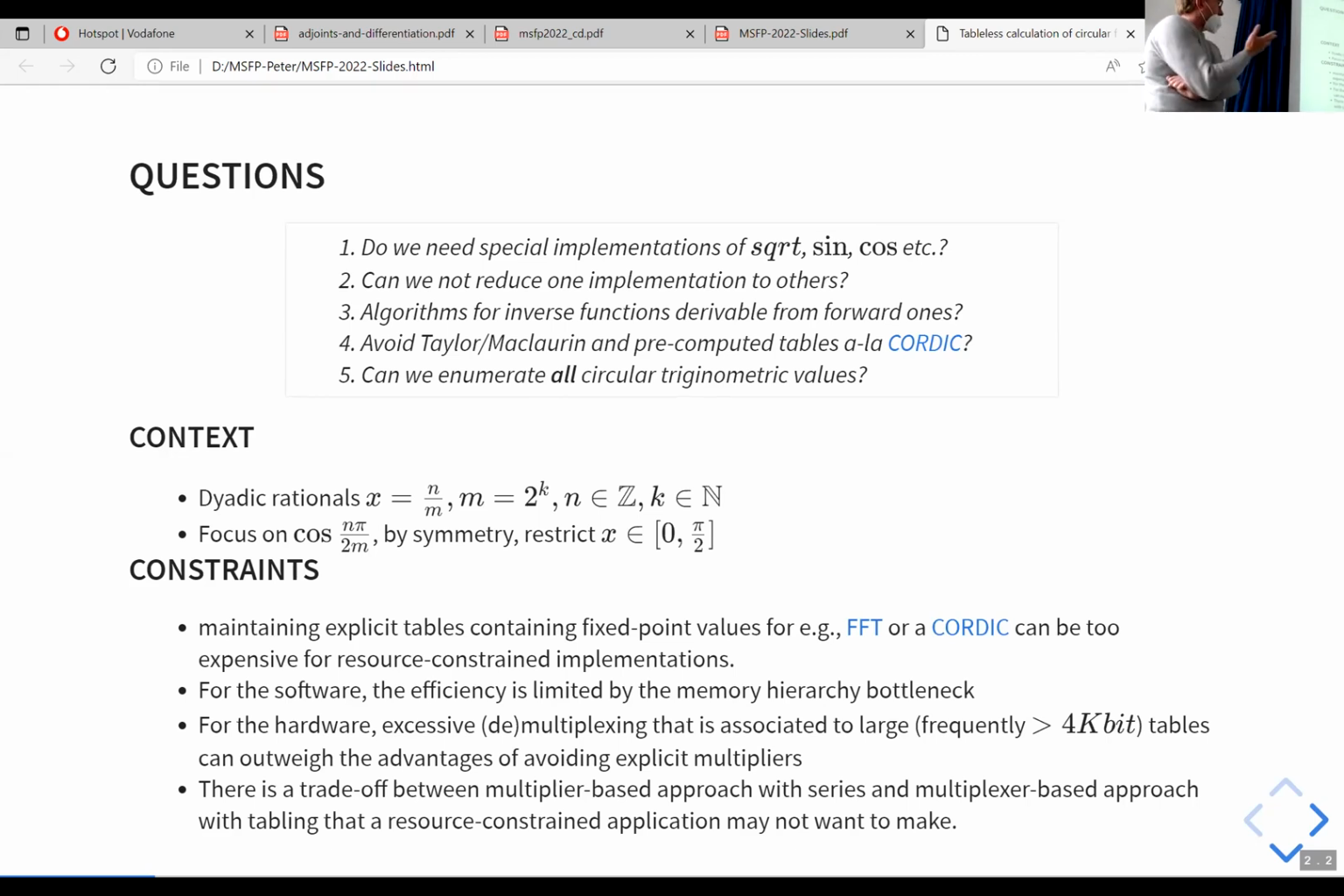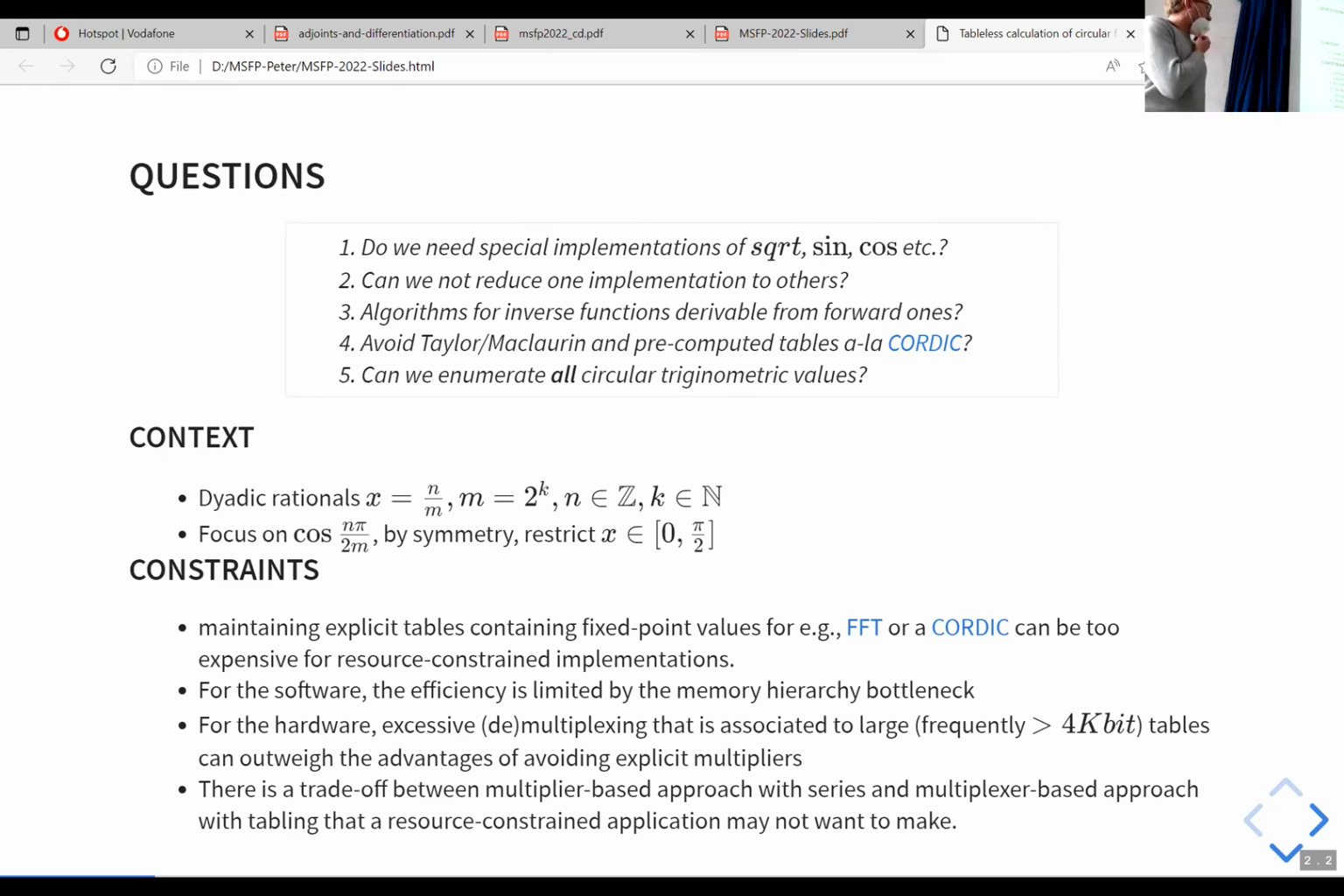And of course, as I mentioned, these functions are symmetrical, so we can actually restrict the domain of the algorithm to focus on 0 to pi over 2. And of course, by symmetry, we can then extend it to all other arguments. I'm also factoring by pi over 2 this Dyadic rational. It simplifies, of course, many things.